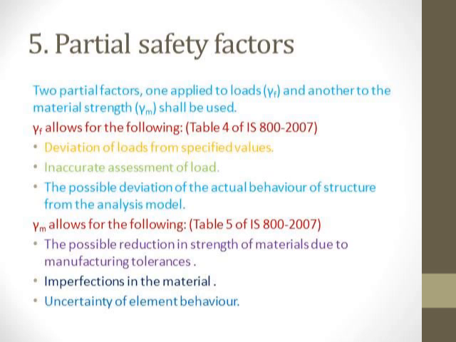These are the points allowed by the gamma f value, which is considered for the loads, and that can be got from Table 4 of IS 800 2007. And now here I have listed some of the points for gamma m, the partial safety factor value for the material strength: the possible reduction in the strength of the material due to manufacturing tolerances, imperfections of the material, and uncertainty of the element behavior. So these are some of the partial safety factors which are used in the design.